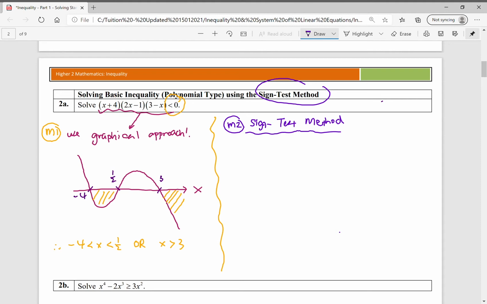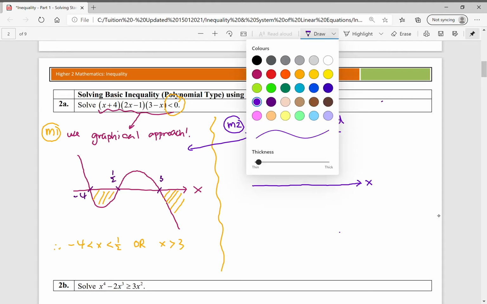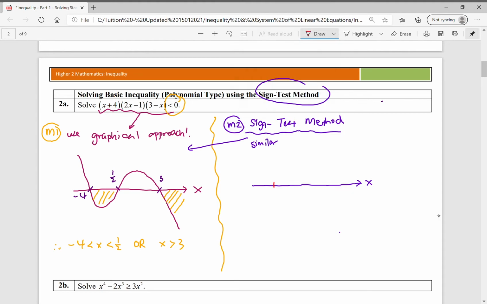It is actually very similar to the graphical approach, except that we don't actually sketch the graph out. We simply start off by drawing the x-axis, and because the expression is already factorized for us, we can do the same thing. Mark out the roots, and these roots will divide the x-axis into a total of 4 regions: 1, 2, 3, and 4.